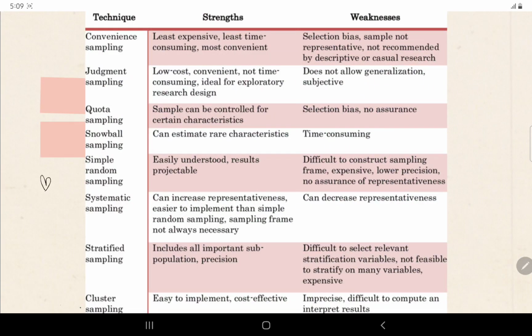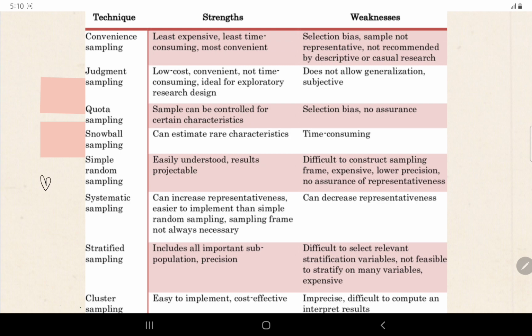Okay, for each of these techniques of sampling, there are strengths and weaknesses. For convenience sampling, the strength is least expensive, least time consuming, and most convenient. But the selection is biased, the sample is not representative, and it is not recommended for descriptive or causal research. For judgmental sampling, the strength is low cost, convenient, not time consuming, ideal for exploratory research design. But the weakness is it does not allow generalization.